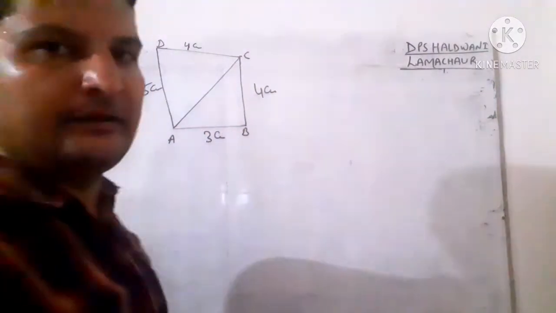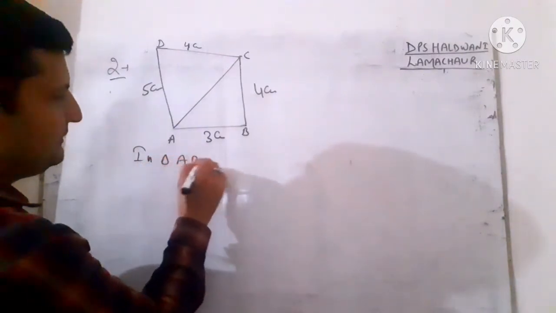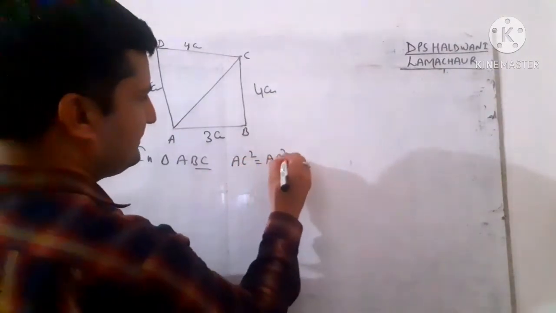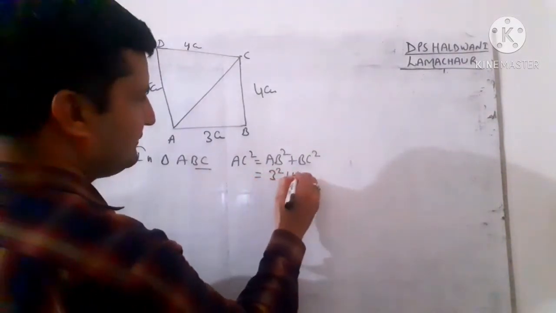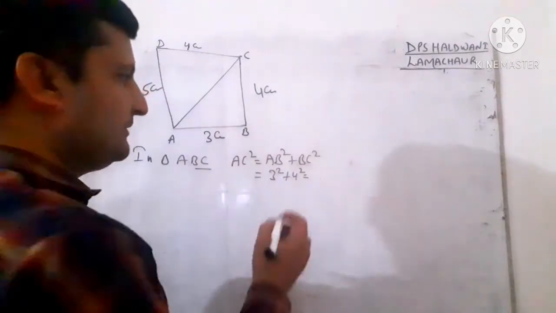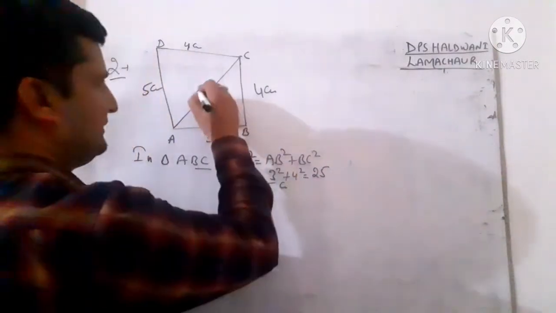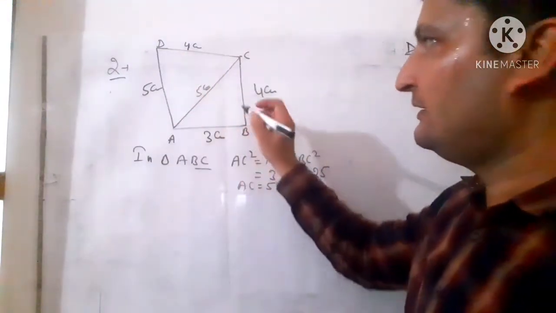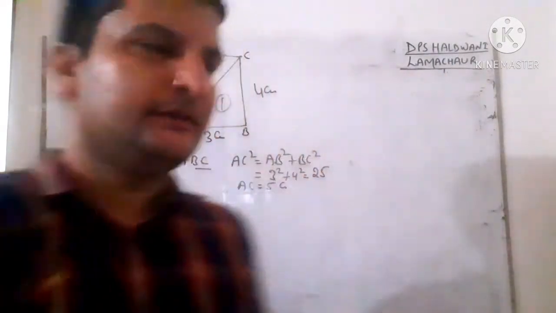After this, first we will find in triangle ABC. We can say that AC square is equal to AB square plus BC square. So that is 3 square plus 4 square, that is 9 plus 16, that is coming 25. So we can say that AC is equal to 5 centimeter. So students, what do we have to find? We have to find the area of this whole quadrilateral. Suppose this is the first triangle, this is the second triangle.